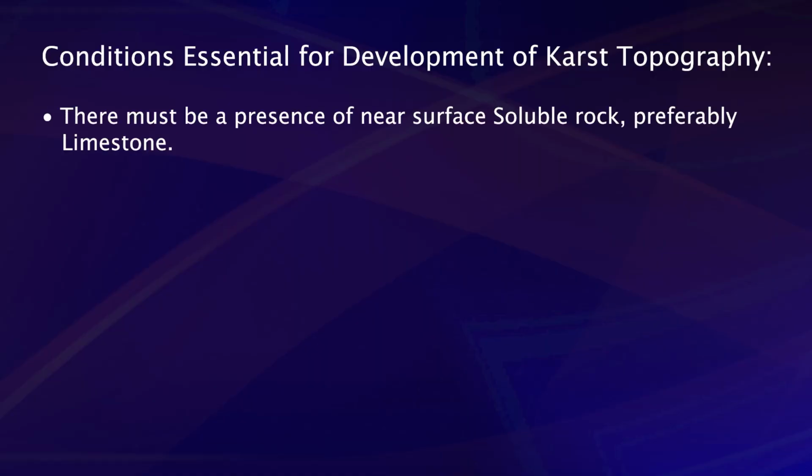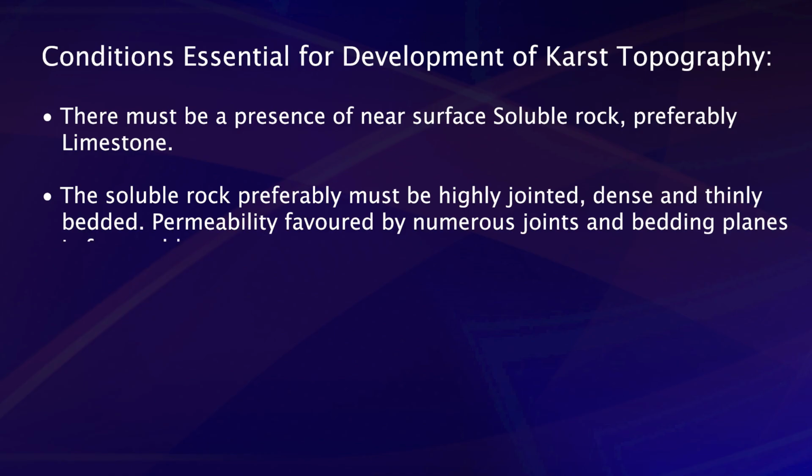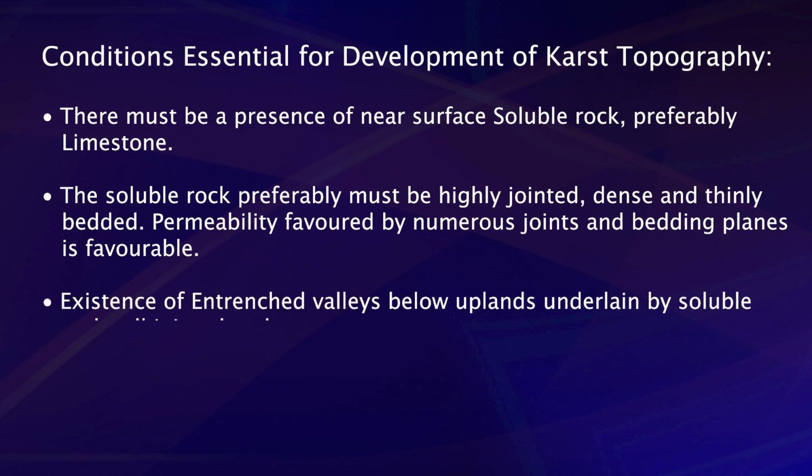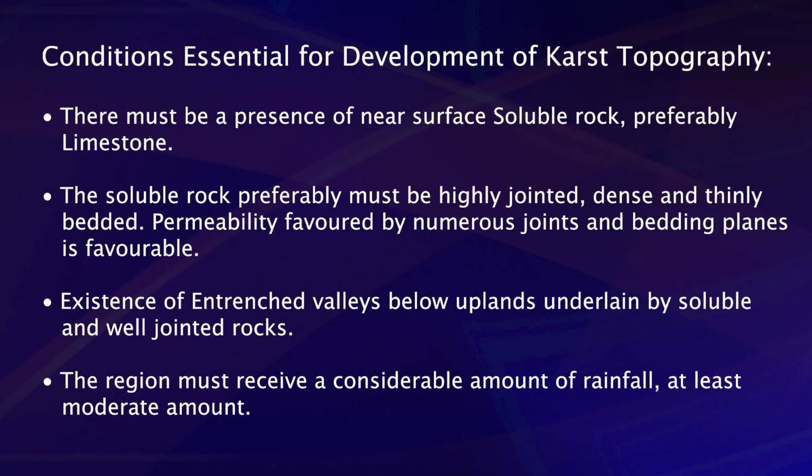Now let's understand what are the conditions essential for development of the karst topography. To summarize, the following 4 conditions are prerequisites for the formation of karst topography. Firstly, there must be presence of near surface soluble rock, which is preferably limestone. The soluble rock must be highly jointed, dense and thinly bedded. Permeability favored by numerous joints and bedding planes is favorable. Thirdly, existence of entrenched valleys below uplands underlain by soluble and well-jointed rocks. Fourthly, the region must receive a considerable amount of rainfall, at least moderate amount.